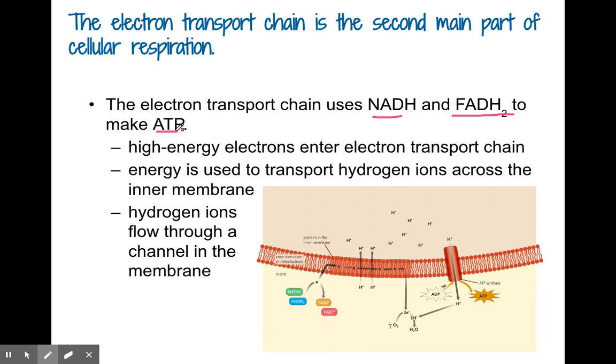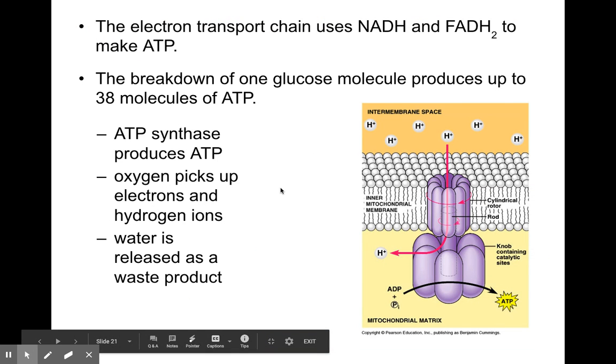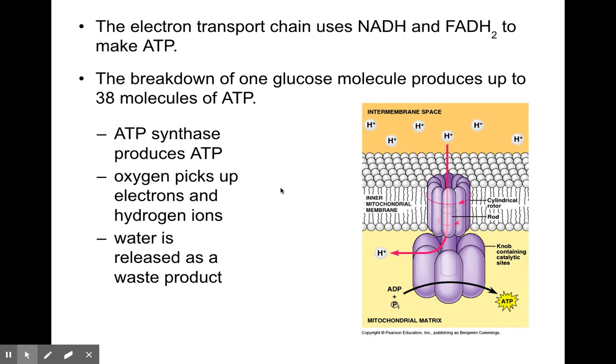The high energy electrons enter the electron transport chain. So like we said, NAD and FAD are going to come in and they're going to drop off the hydrogen. Notice here, okay? Energy is used to transport hydrogen ions across the inner membrane. The hydrogen ions flow through the channel in the membrane. Molecules here are going to go from where there's more to where there's less, from a high concentration to a low concentration. The electron transport chain, as we said, uses NADH and FADH to make ATP. The breakdown of one glucose molecule produces up to 38 molecules of ATP.